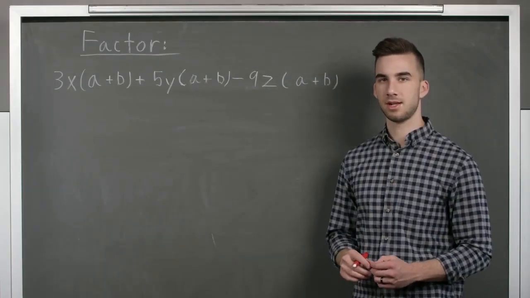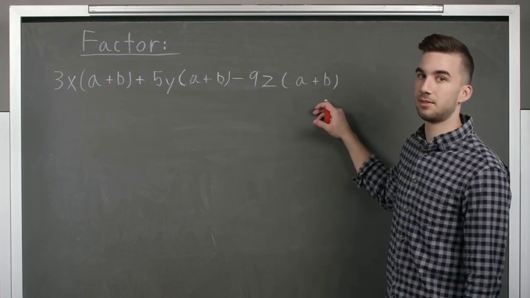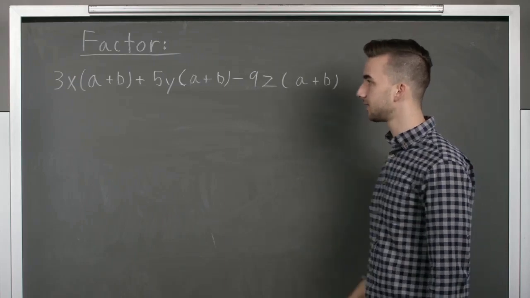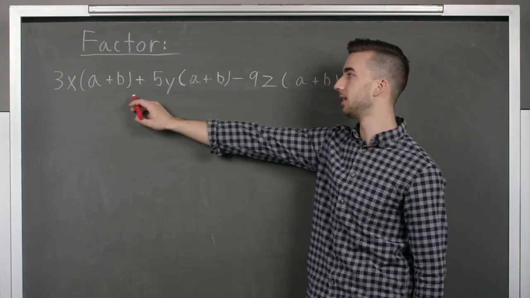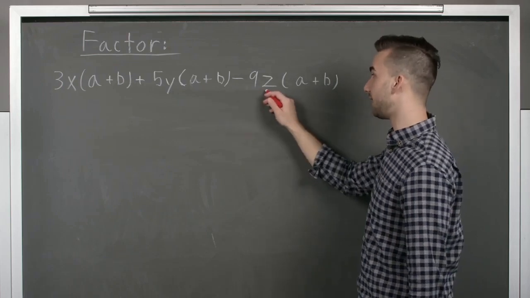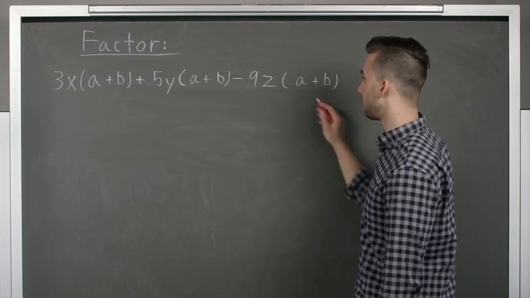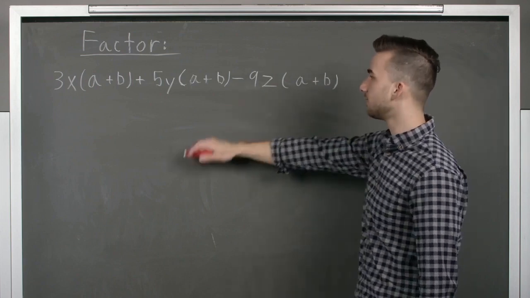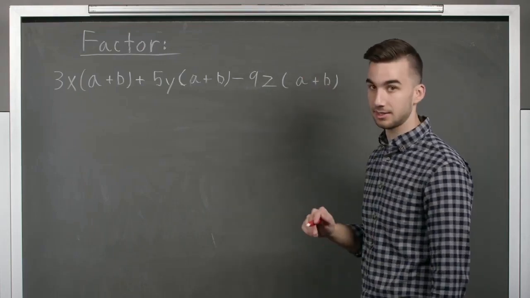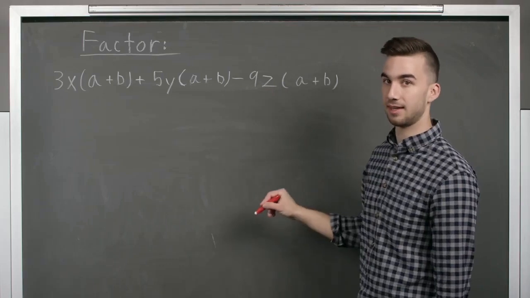Here is another polynomial we can factor. Step 1, let's find what each term has in common. First of all, we have 3x times (a plus b) plus 5y times (a plus b) minus 9z times (a plus b). If you look, they don't have any numbers in common. So the only thing they have in common is the (a plus b) in parentheses. So we can factor that out.